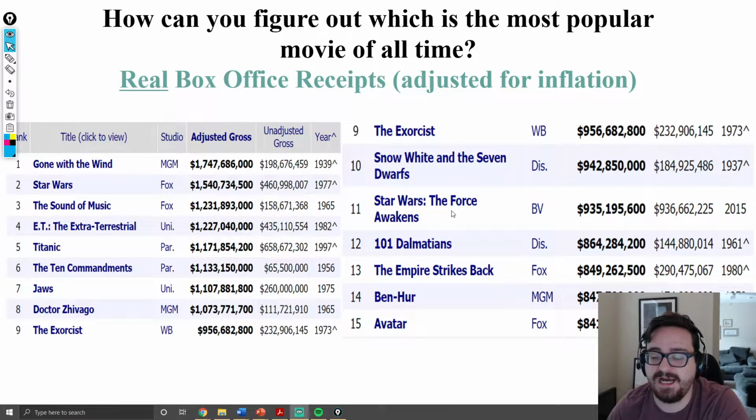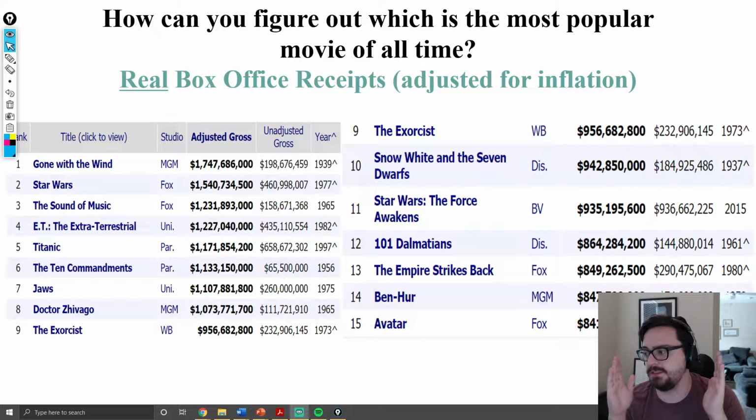The Force Awakens, the highest grossing movie of all time, is 11th, actually. Avatar is 15th. So that's why real versus nominal matters. Nominal is great to know how well a thing did in that year, especially if you're familiar with how the prices were in that year. Real helps you when you're comparing. When you're comparing year to year, especially across long periods of time.